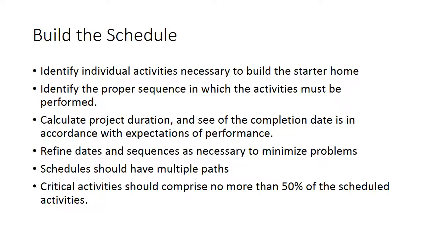Critical activities in your project should comprise no more than 50% of the scheduled activities. I'm allowing a little bit more than would normally be allowed, just because this is a compressed schedule of 50 activities. Under normal circumstances, probably in the range of 30 to 40%. Getting toward 40% critical is leaving you very little wiggle room for anything else.